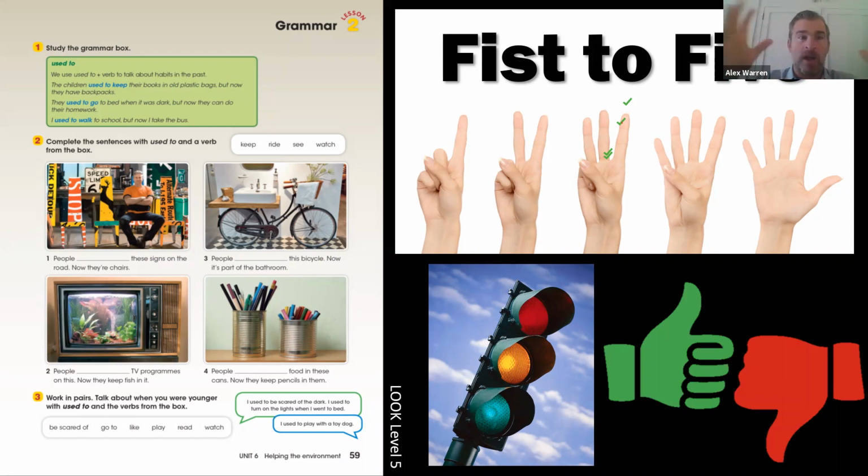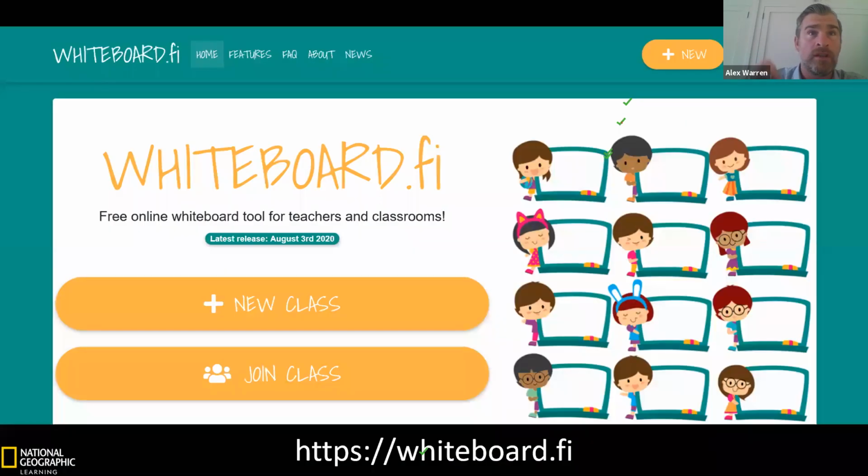That way, straight away, I can see, am I ready to move on? Which students need more help, more attention? Now, we can do some of these activities or these forms of assessment in the online classroom, but during lockdown, during online teaching, I discovered a really cool tool that I want to share with you. And it's called whiteboard.fi.